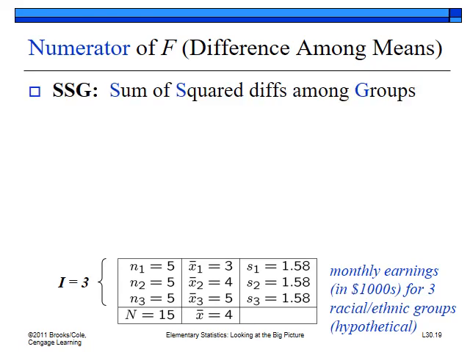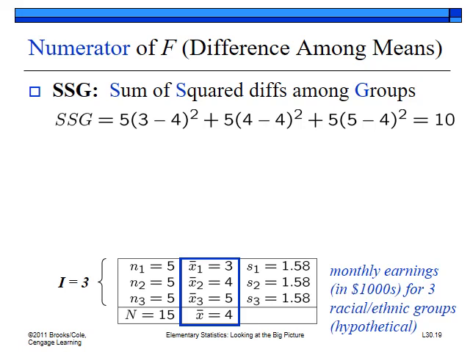So here's what goes into the numerator. First is the SSG, that's the sum of squared differences among the groups. That's where we take the sample size, N1, times the difference between the mean for group 1, that's 3, and the overall mean, that's 4, and square it. Plus, again, the sample size is 5 in group 2, times the mean of group 2, which is 4, minus the overall mean, which is also 4, and we square it, and so forth. So the SSG is 10.